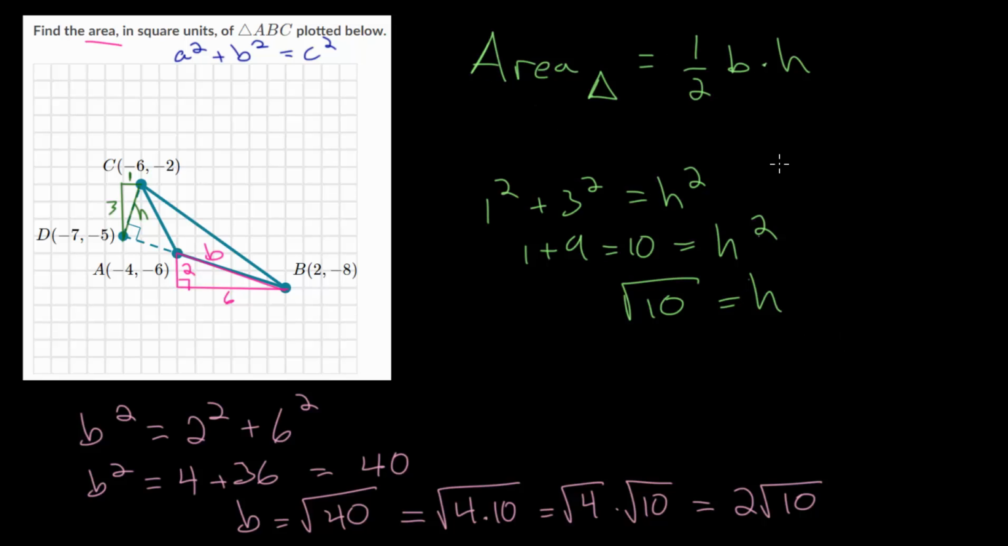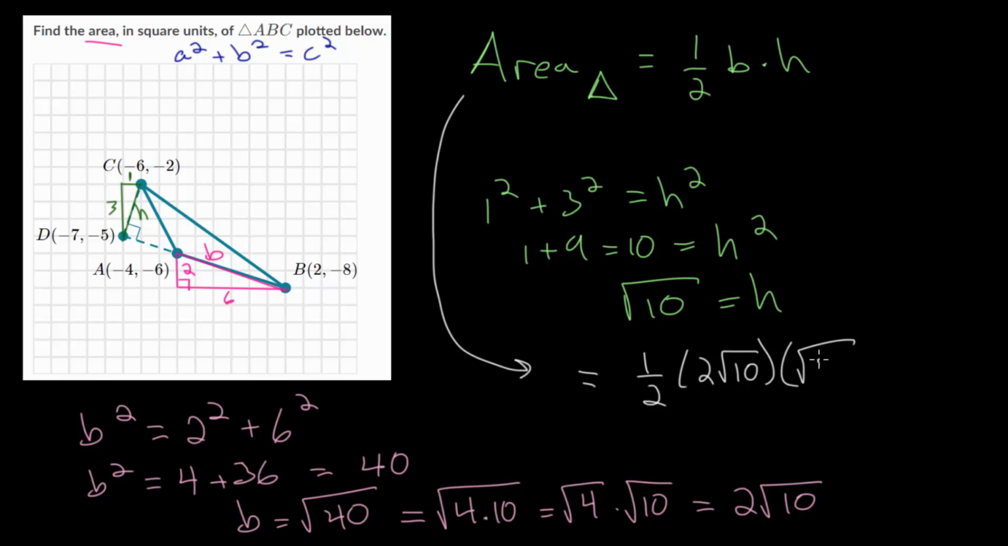And from here, we know our base and we know our height, so let's plug these in. So our area of this triangle is half the base, which we found as 2 root 10, multiplied by the height, which is root 10. And we can simplify this. So half of 2, that's just 1. So we get the square root of 10 times the square root of 10. And since we have a product of square roots, we can change this into a square root of their product. And 10 times 10, that's 100. And the square root of 100 is just 10.